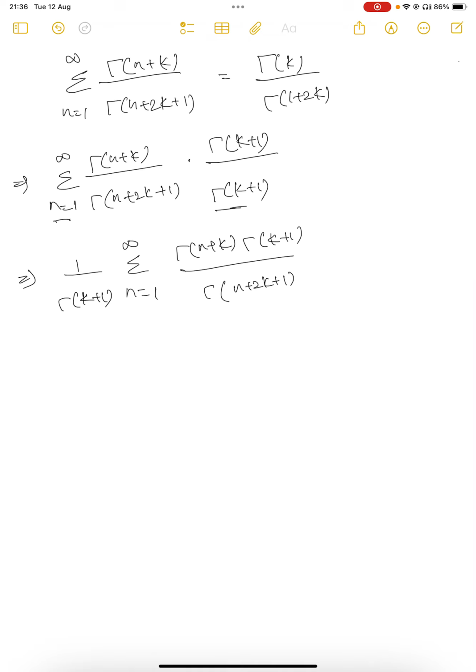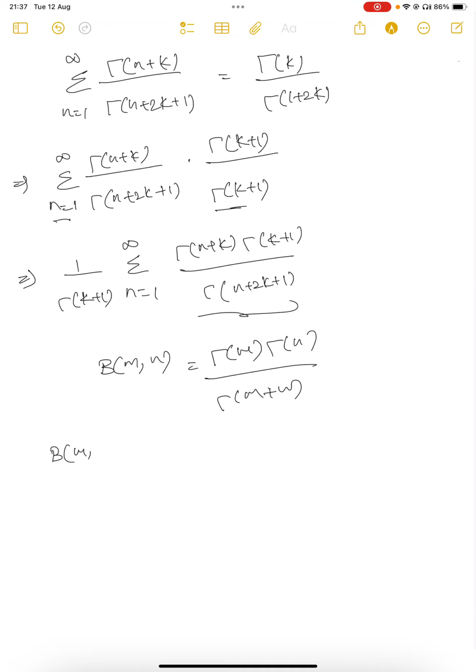Now you might have understood why we have multiplied gamma of k plus 1 and gamma of k plus 1. How does it look like? This looks like a beta function, right? I mean, let's write it down. Beta function of m comma n is gamma of m gamma of n by gamma of m plus n, right? I mean, you can write it in the integral form. Beta of m comma n is integral 0 to 1 x power m minus 1 into 1 minus x whole power n minus 1 dx.